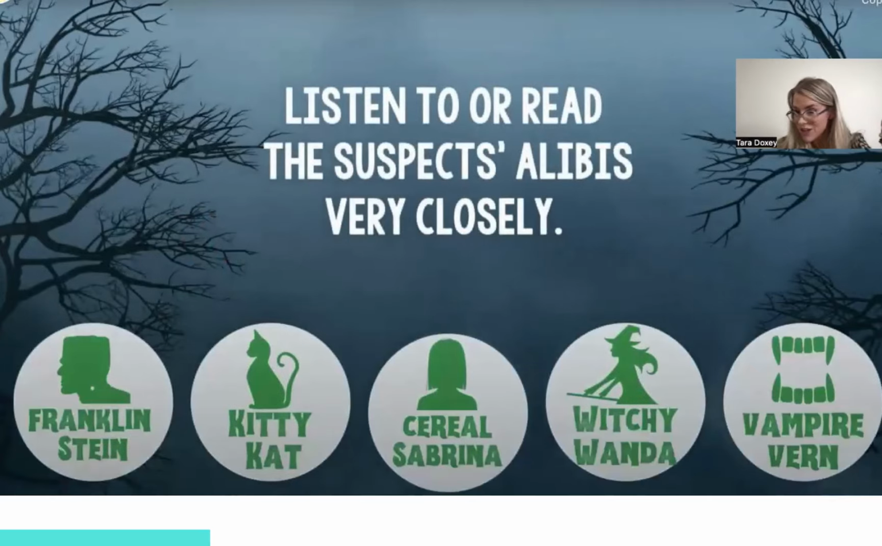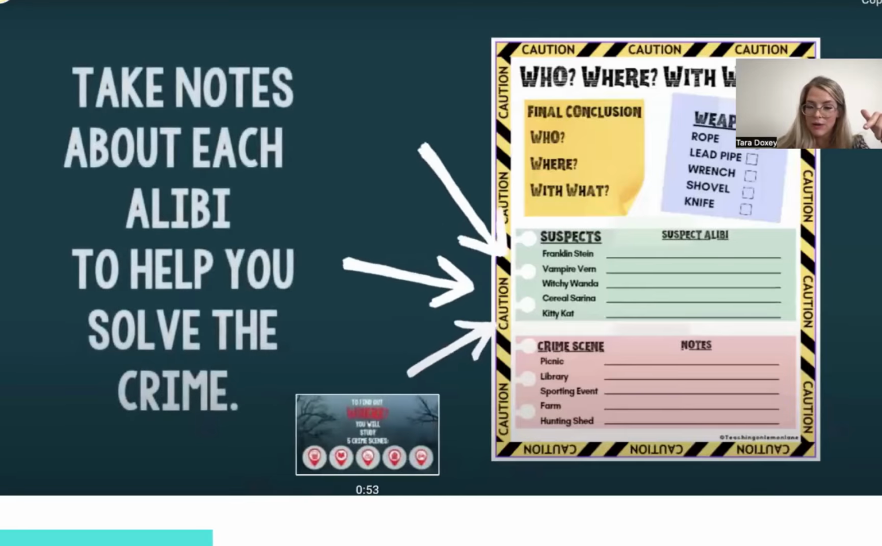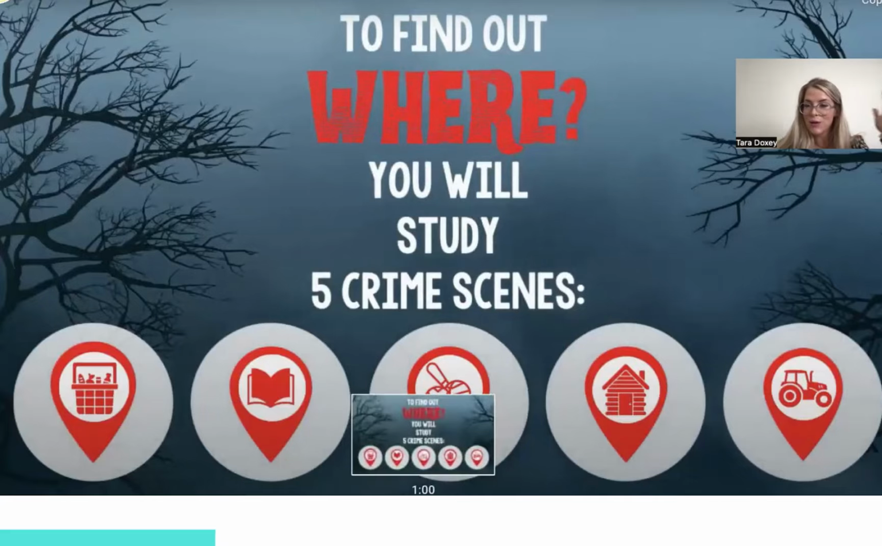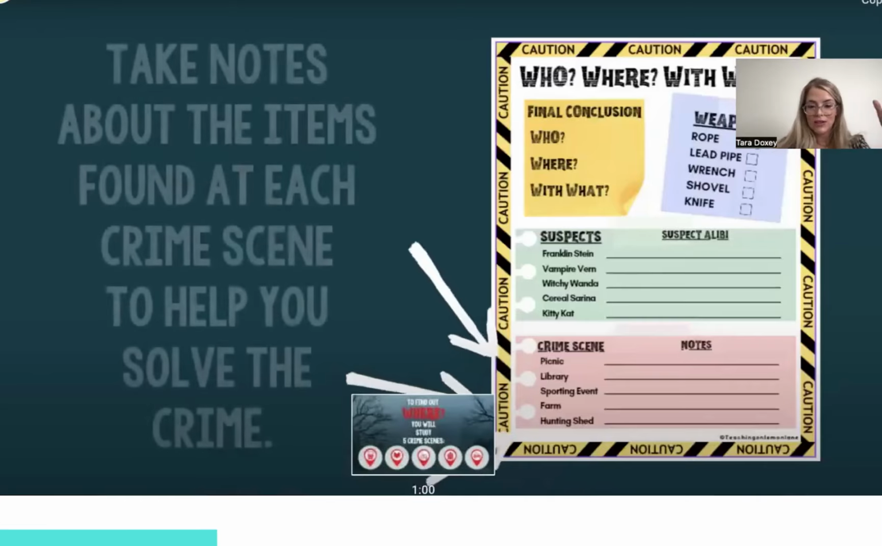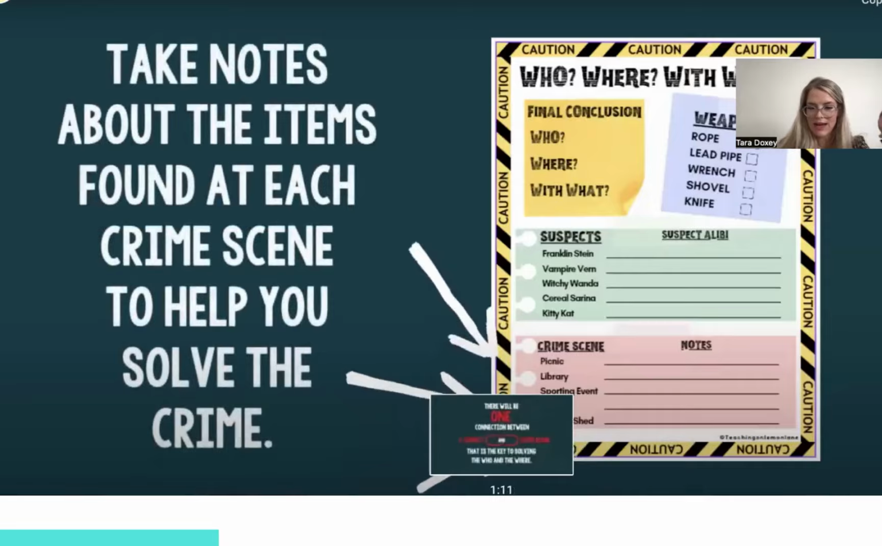They're going to watch that alibi, or you can print the transcript of the alibi and the students can read through it. They're going to take notes about each one. Then they're going to go to 5 different crime scenes, right? And the beauty of that is that you can either print those, or you can just look at them and examine the different things that were left at the crime scene. So they take notes about that.